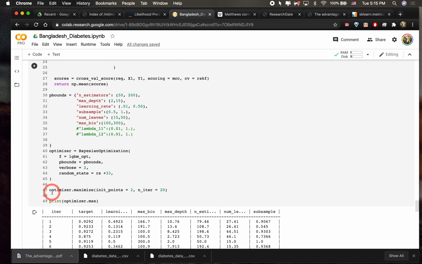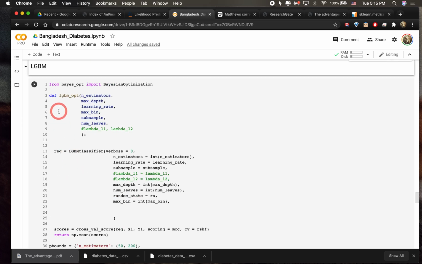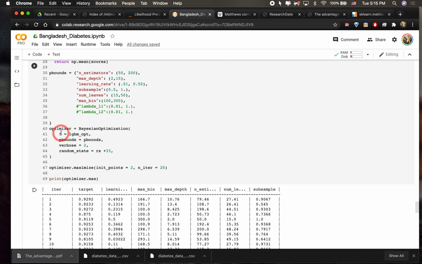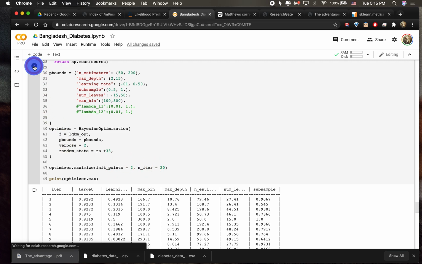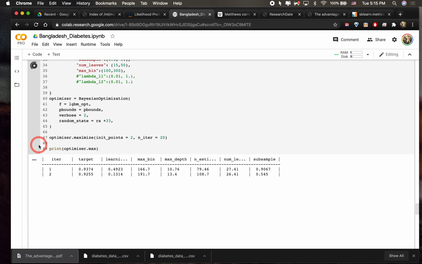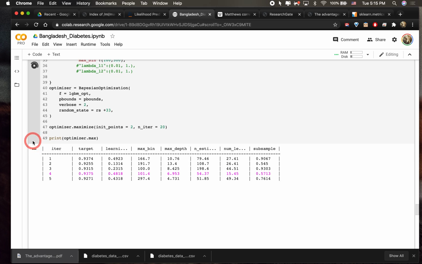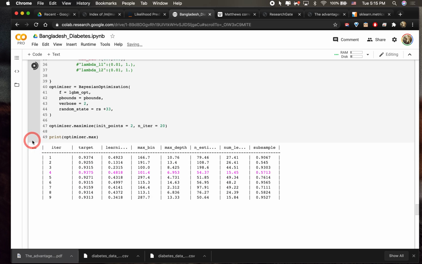And again, I'm just running this. This function is called LGBM opt, and I'm trying to optimize it, the LGBM underscore opt, using these parameters, these p-bounds. Verbose means that you see everything. And then again, 2 initial points and 20 iterations. So let's run this and see how fast this one is. You can see it's already off to a good start. 93.75 is the best so far.